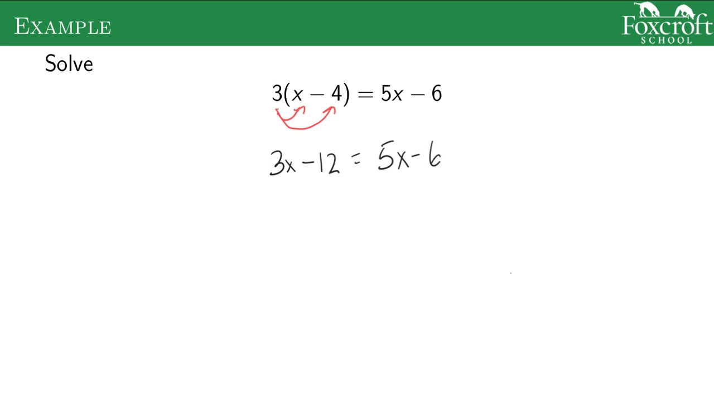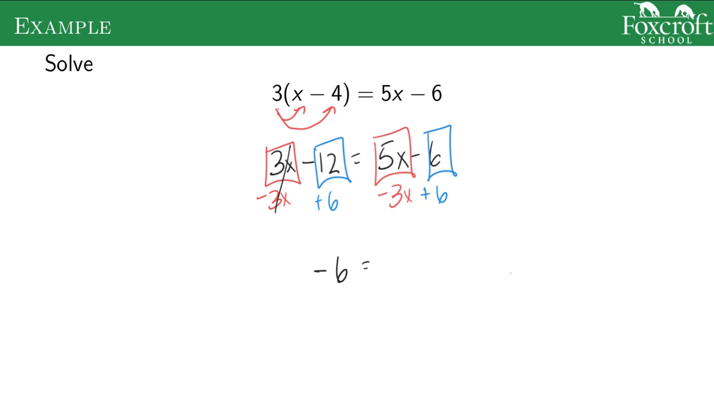All right, now we identify the terms that have an x and the terms that do not have an x. We moved x's to the left last time, so let's move x's to the right. So I want to get this 3x to the other side, so I get rid of it by subtracting it on both sides. I want to get this 6 to the left, so I'm going to add that on both sides. And see, the 3x's go away. Negative 12 plus 6 is negative 6. 5x minus 3x is 2x, and the 6's go away.